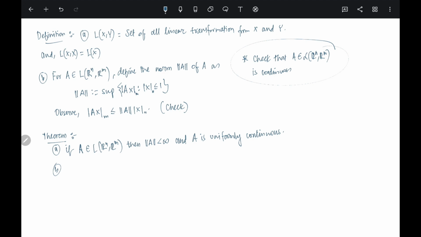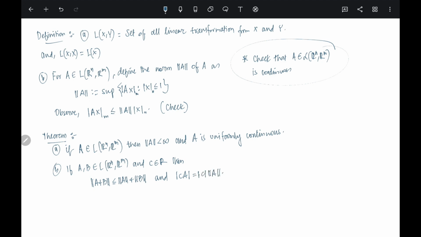And of course, what we have is this. If A and B are two elements chosen from L(Rn, Rm), two linear transformations from Rn to Rm, and you are choosing a C from a scalar, which is R in our case, then you can show that norm of A plus B satisfies the triangle inequality, less than or equal to norm of A plus norm of B. And norm of C times A is equal to mod C times norm A.